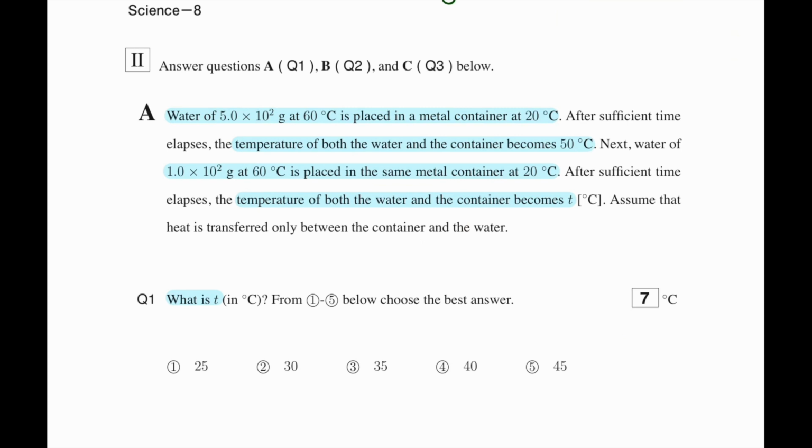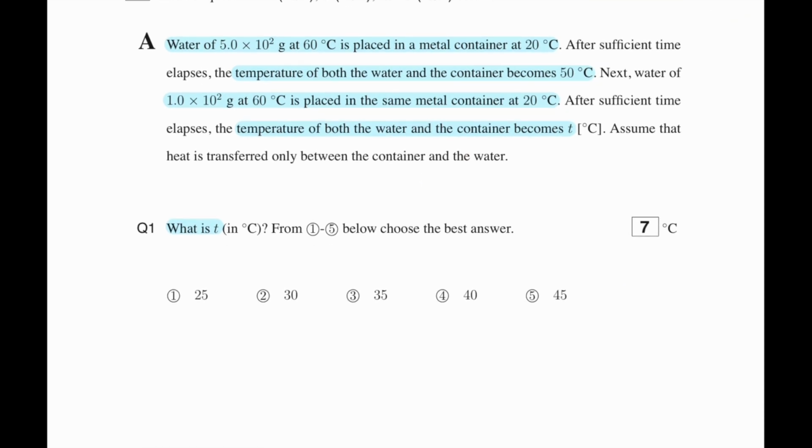So in this question, I have 2 cases. The first one is water of 5 times 10 to the power of 2, and I put it on the metal container at 20 Celsius. And then the next case is water 1 times 10 to the power of 2 grams with the same temperature and is placed in the same metal container. We want to find the final temperature of the second case.